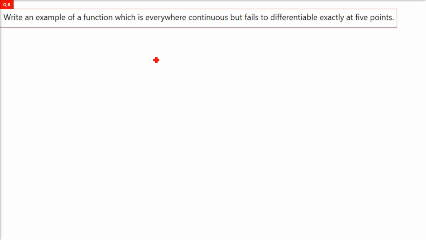Write an example of a function which is everywhere continuous but fails to be differentiable exactly at 5 points. There are various functions which we have already seen that are continuous but not differentiable. But modulus x is a very safe function. We already know about it. So understand it very well because it is going to be used in the next question.